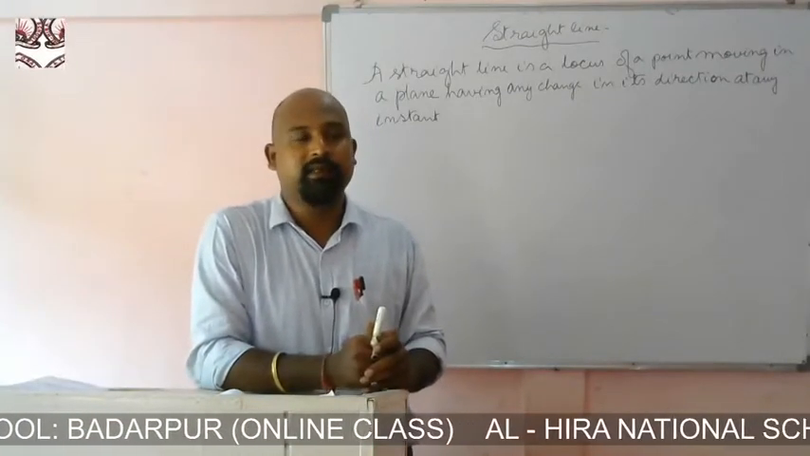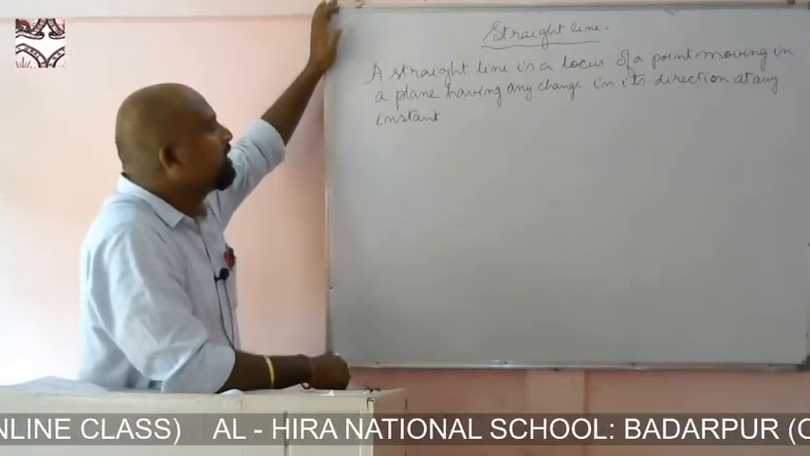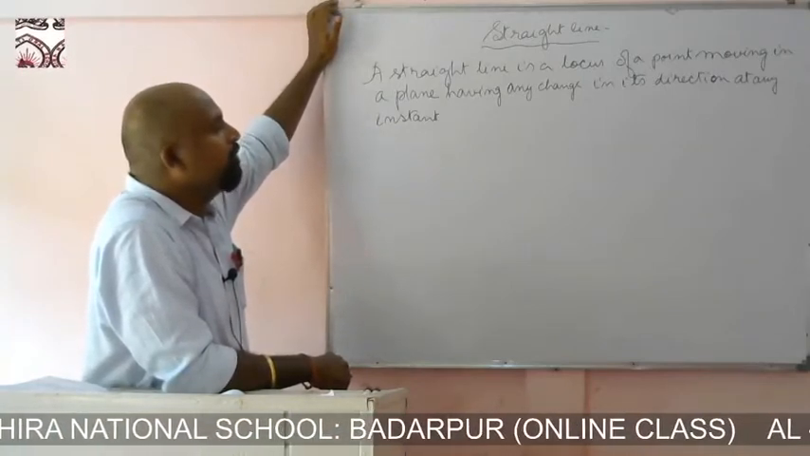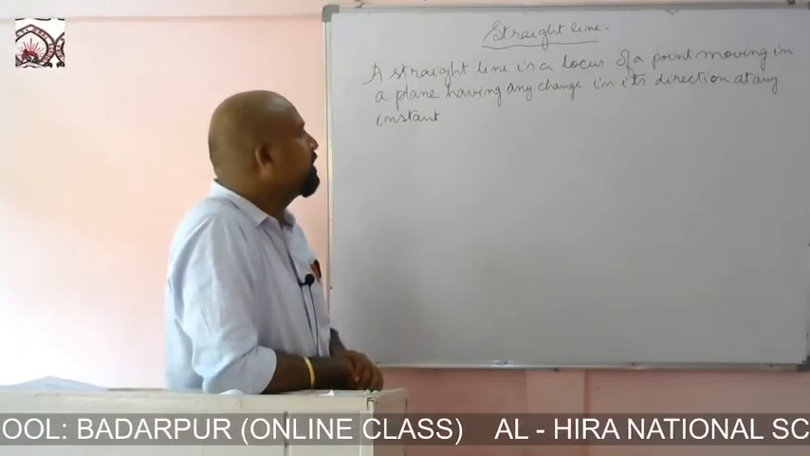Today we will discuss what? Straight line. Now, what is a straight line? A straight line is a locus of a point moving in a plane, having no change in its direction at any instant.